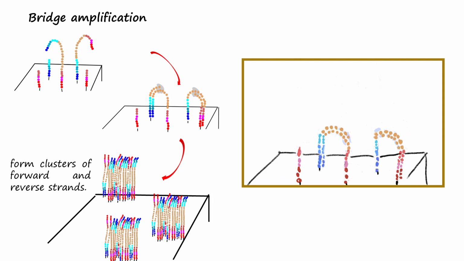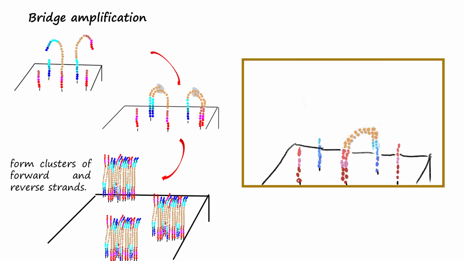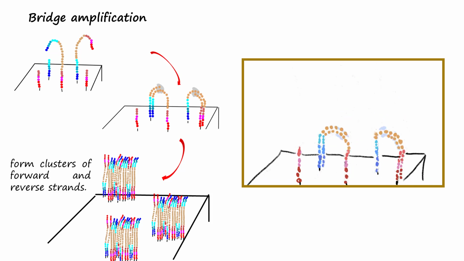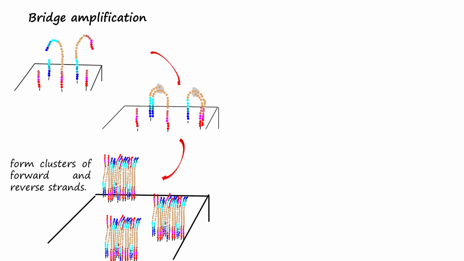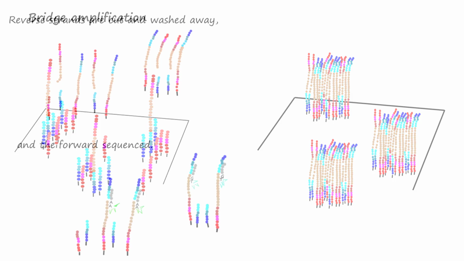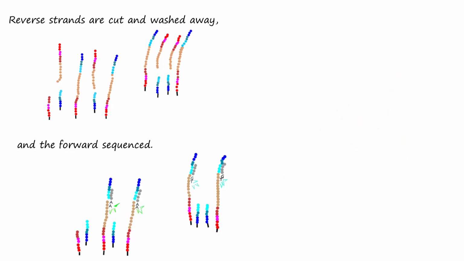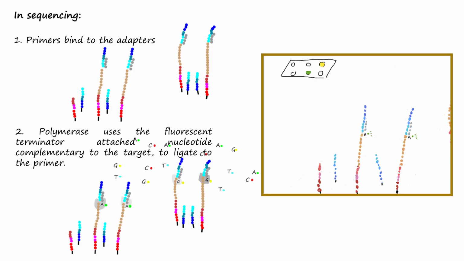After replication, the strands are denatured, creating two single strands. Each single strand forms a bridge and is then replicated and denatured repeatedly, creating localized clusters of both forward and reverse strands attached to the flow cell. To prevent the sequencing process from picking up different signals from forward and reverse strands, only one strand is sequenced at a time. So one strand, say the reverse, is cut and washed away, leaving the forward strand ready for sequencing. In sequencing, primers added bind to the adapters at the top of the DNA strand.